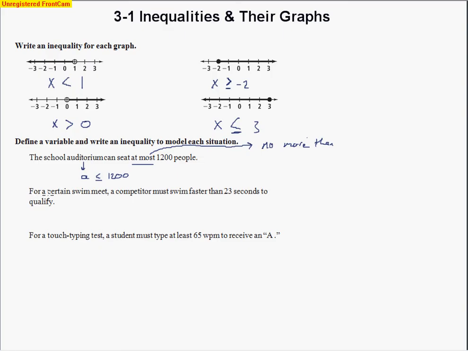So this next one says, for a certain swim meet, a competitor must swim faster than 23 seconds. So I'll say velocity must be less than 23 seconds, or the time. How about that? Instead of velocity, not the speed in this case here. We'll say time must be less than 23 seconds. So it can't be 23 seconds because that would equal. It has to be faster than that, so less than 23 seconds to qualify.